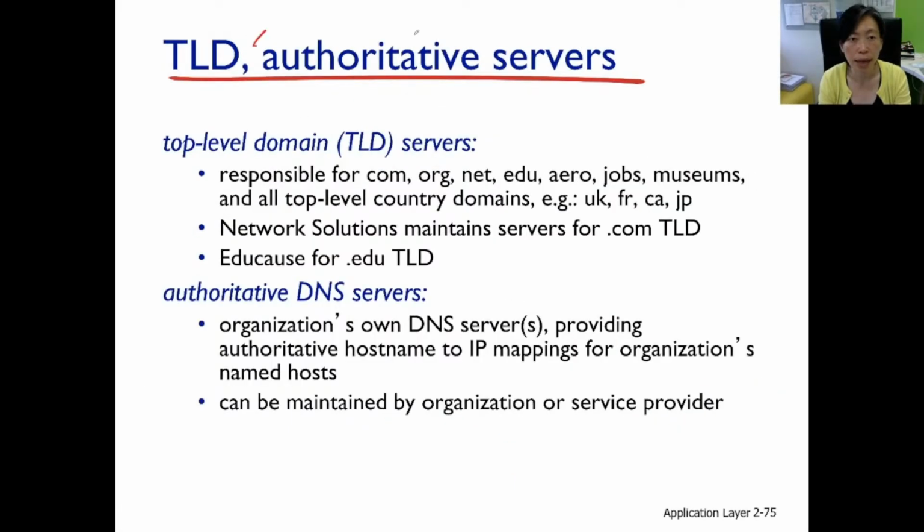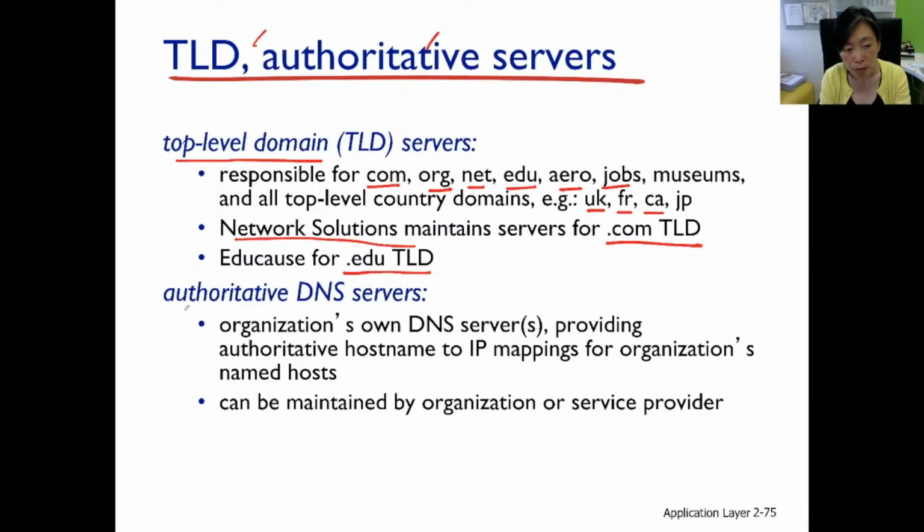Next, the second and the third level DNS servers. At the second level, we have a bunch of TLD servers, top level domain servers. They're each responsible for a different top level domain. There are top level country domains as well, UK, FR, CA, etc. So essentially, this is the last part of the host name. And each of these TLD servers is maintained by some sort of organization of public interest. Some people call them NGOs. For example, Network Solutions maintains the servers for the .com TLD, and Educause for the .edu TLD.